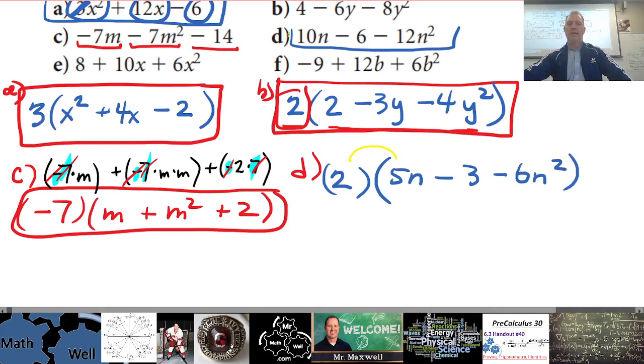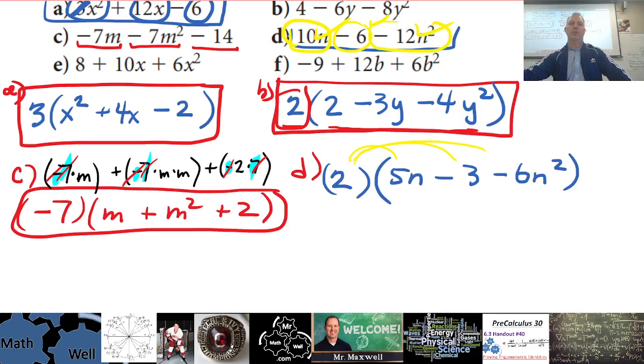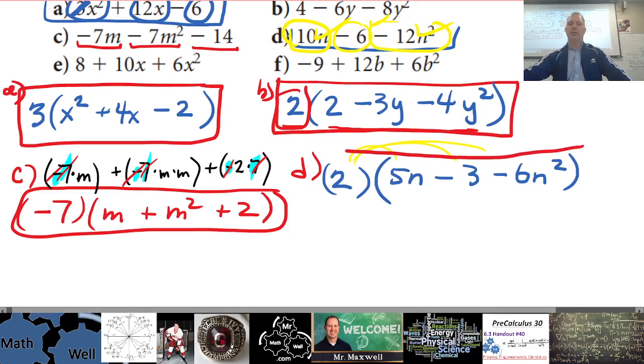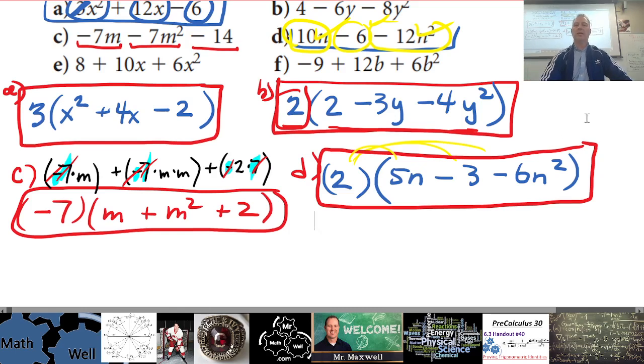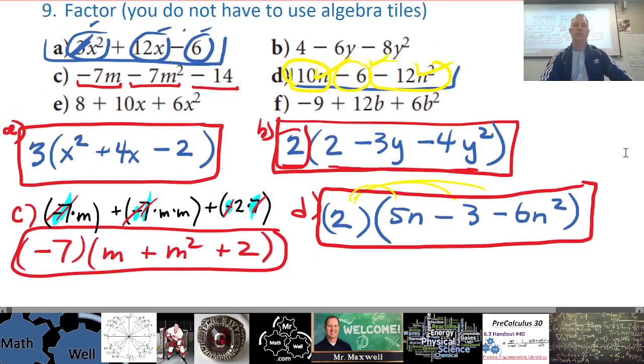Okay, let's check to see if that seems to work. 2 times 5n, 10n. Good. 2 times negative 3 is negative 6. Good. 2 times negative 6n squared should be negative 12n squared. Good. So here's your answer. Please let me know if you have any issues with those.